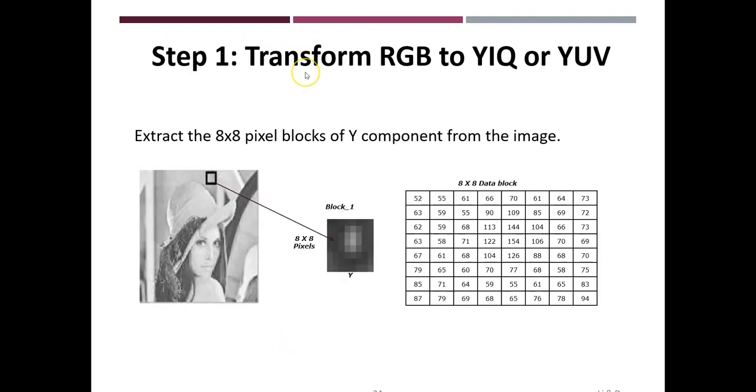So first, step 1, transform the RGB to YIQ or YUV. So here, for example, we have a picture. We extract the 8x8 pixel blocks of the Y component from the image. So for example here, one block, we extract it into 8x8 pixels. So this is, for example, the data of an 8x8 data block.